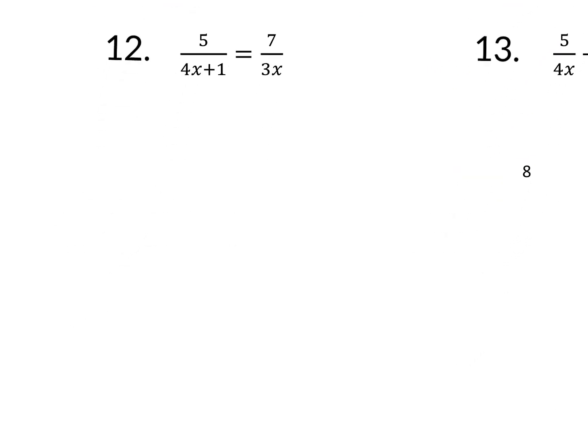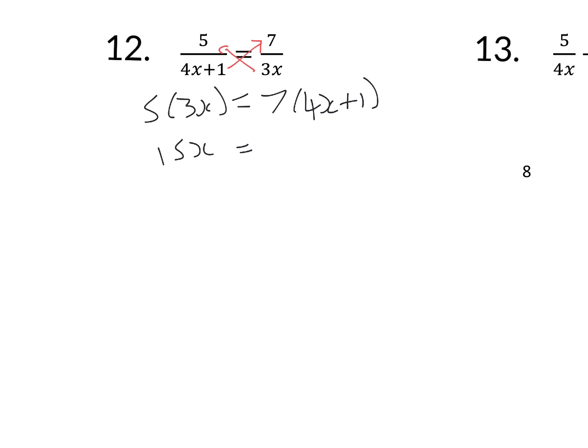Number 12, we've got another fraction equals a fraction. This time it's the denominators that are more complicated, but gives you a similar sort of question, similar solution. We can cross multiply there. When the fraction equals a fraction, we get 3x times 5 is, we'll just write it actually as 5 times 3x. And then we get 7 times 4x plus 1. 5 times 3x is 15x. And then if we expand the bracket out, we get 7 times 4x is 28x, and 7 times 1 is 7.